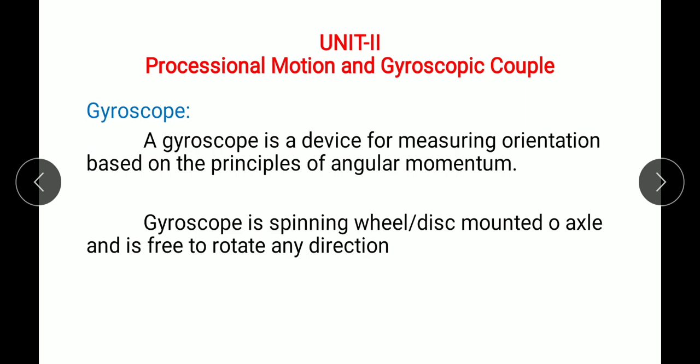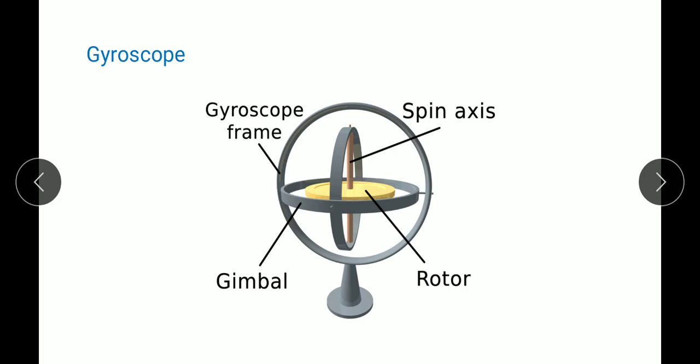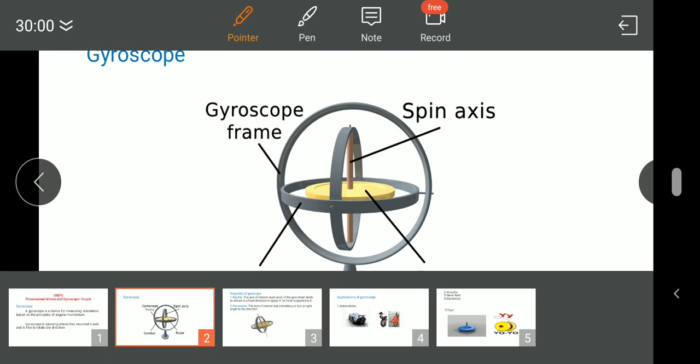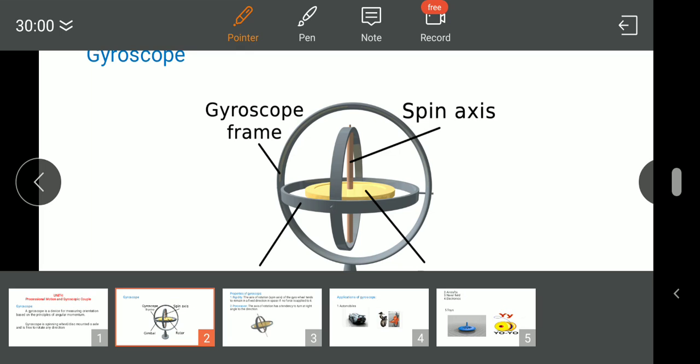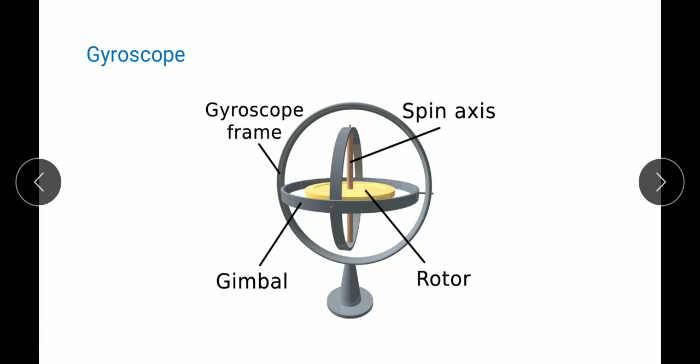Next, this is the gyroscope diagram. Here we have the gyroscope frame, spin axis, rotor and gimbal. The rotor is always rotating or spinning. The spinning axis is always perpendicular to the rotation of the rotor.